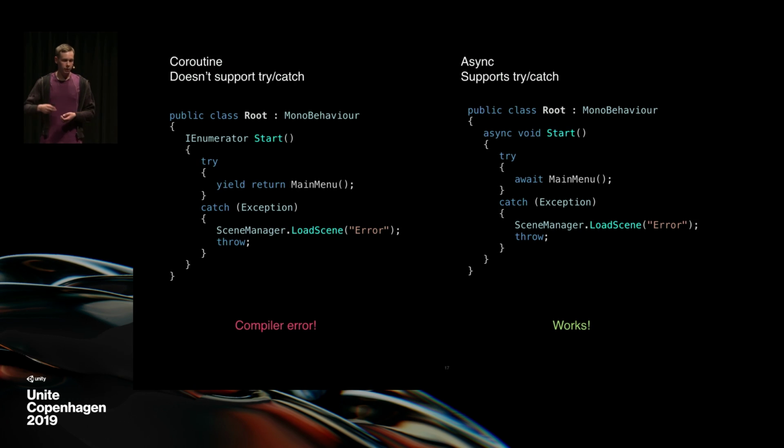Here we have the root awaiting the main menu, which is maybe awaiting the game scene, which is awaiting the win scene, awaiting the gotcha scene. And if we have a bug in this chain that throws an exception, that exception will propagate all the way to the root. And now we have a chance to catch it and load, because we know we lost everything. We know there's nothing to be done anymore. We can just show an error scene saying that we're sorry. Please restart the game. With coroutines, we can't simply do it. It won't even compile. They're not meant for this.